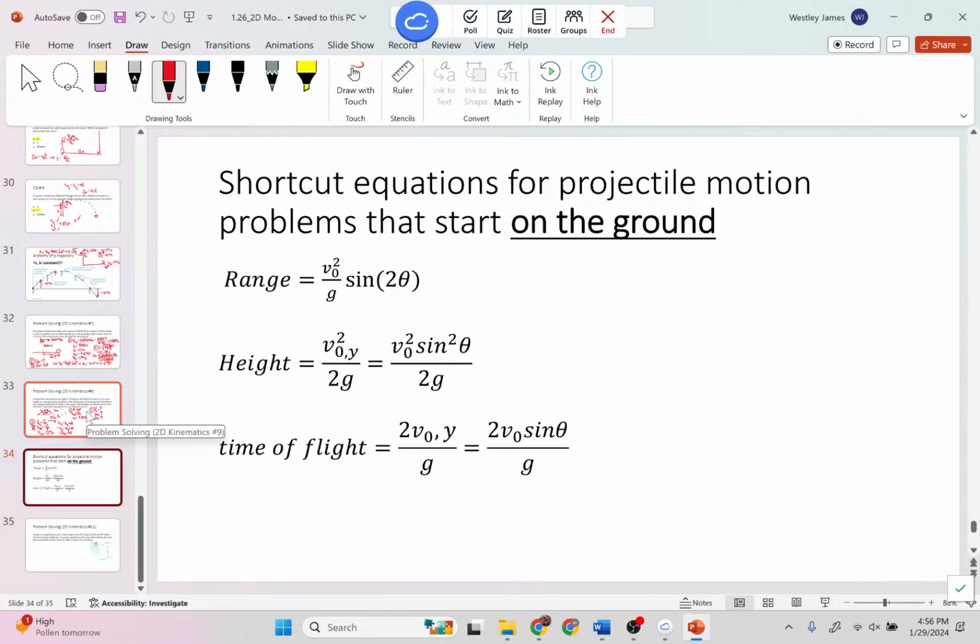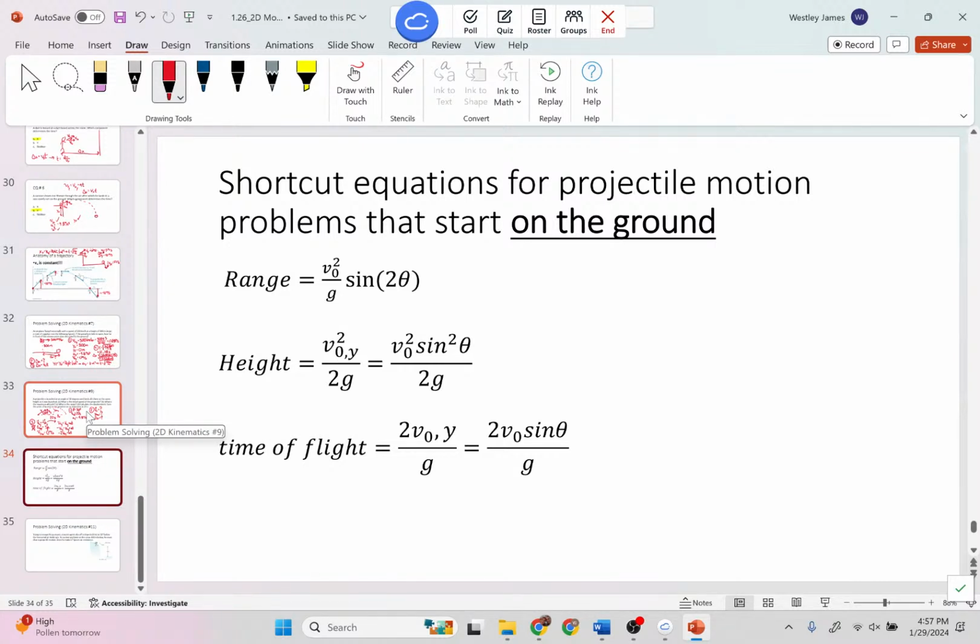There are a couple of shortcut equations, but you have to be careful with these. You can straight up put these on your little 3x5 note card. Every single one of these assumes you land at the same height that you start at. There are problems where you do not start at the same height that you land at. So these only work if you start at the same height you land at, okay? Very important. That's where these ones come from.